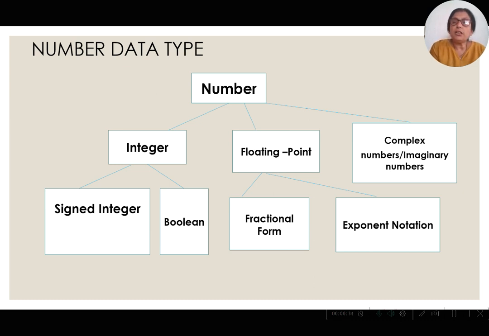Okay, this number data type is classified into 3: integer, floating point and complex number. Under integer, there are 2 types, signed integer and booleans. Floating point has the fractional form and the exponent form. And the third one is the complex number, or imaginary number. Let's start with the signed integer.